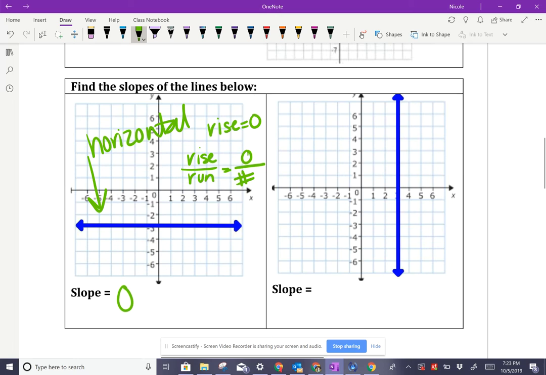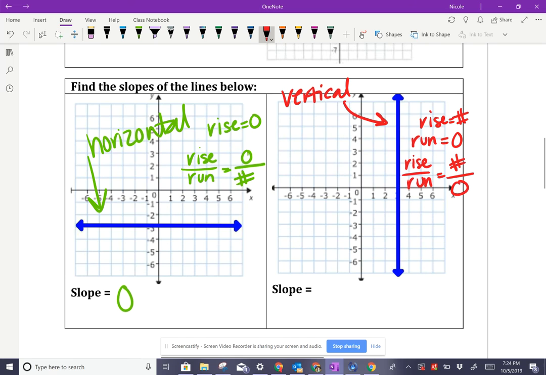Then we look to our vertical line over here. Vertical. Its rise is constant, so it's going to be a number like infinity. And our run, are we running left to right at all? We are not. So our run is 0. So when we look at our rise over run, we have a number over 0.